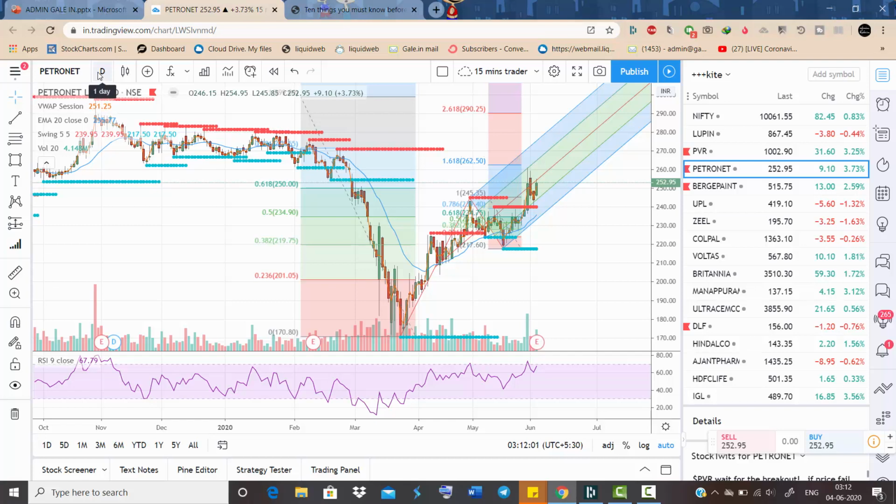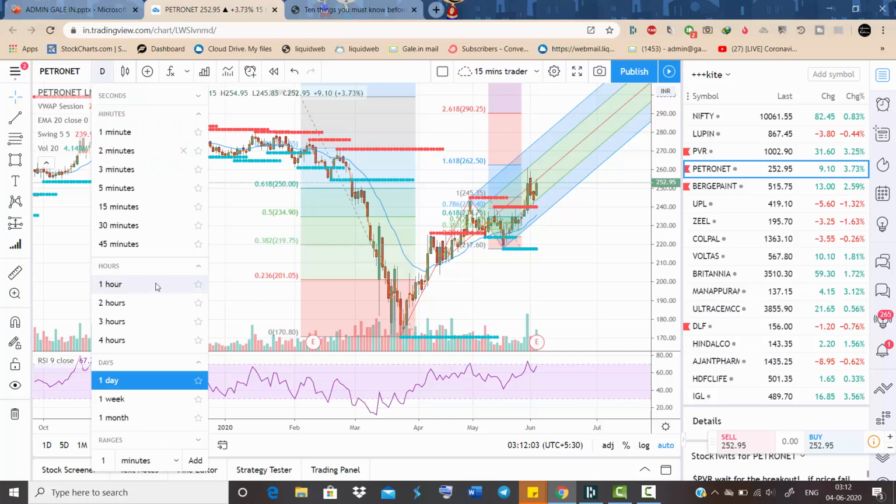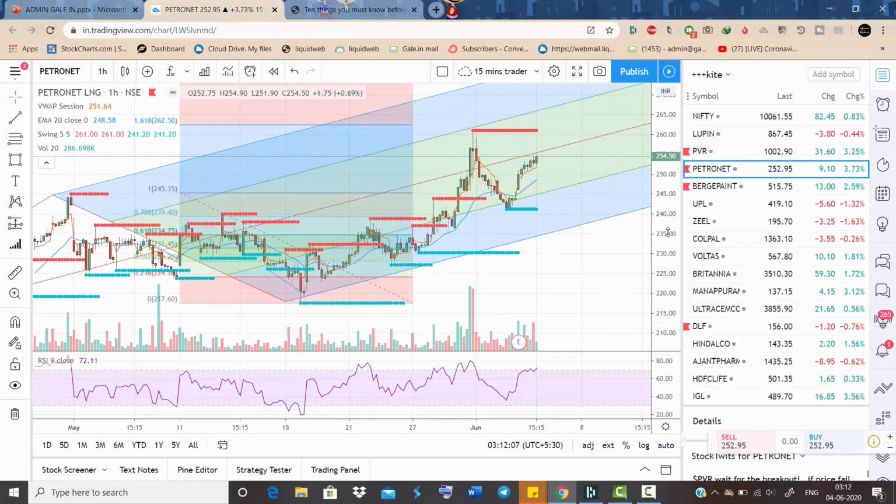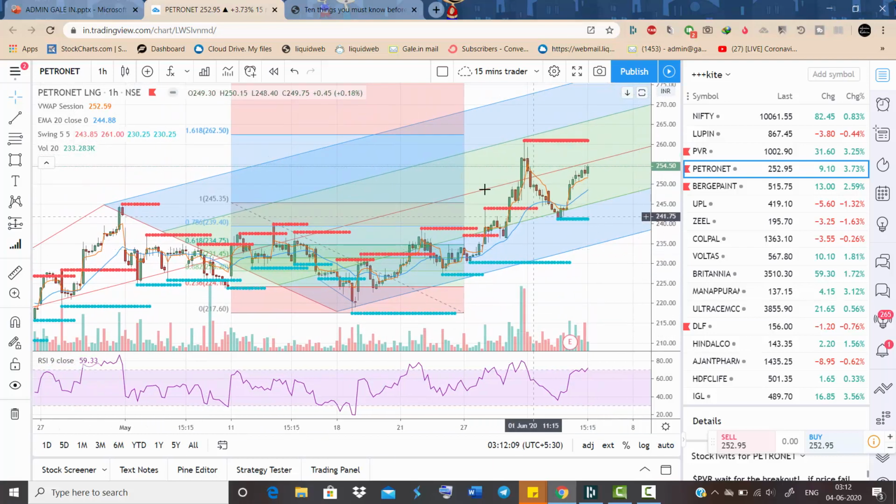Once you do it on the daily chart, you can switch to 1 hour. So once you see the hourly chart, the median line we have drawn.